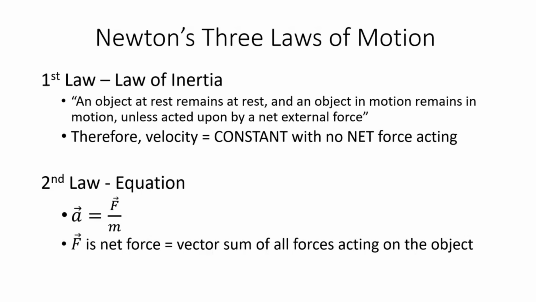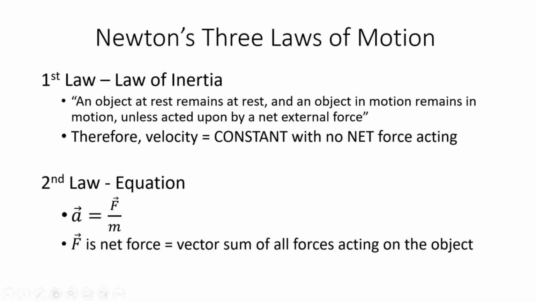All right, let's look at the second law, which is an equation that states that the acceleration is equal to the net force over the mass. So that is net force in this situation. And this is often re-expressed as the force is equal to mass times acceleration. So we have F with the arrow is net force, and it is a vector sum of all forces acting on the object. Net force is the vector sum.